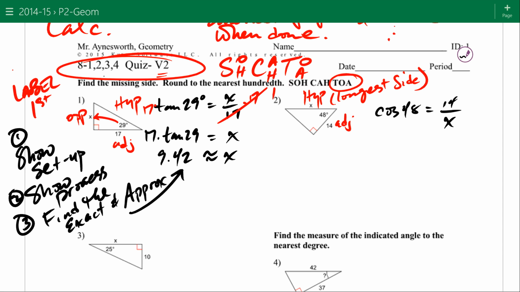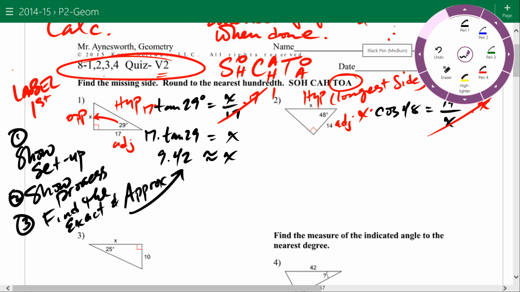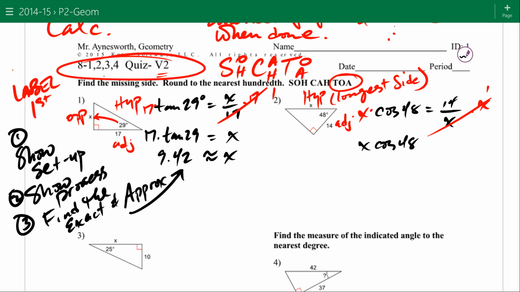Now I need to solve it. The variable is in the denominator, which is no good, so I'm going to clear the fractions and multiply both sides by x. Show the simplifying. Then I get x times cosine of 48 degrees is equal to 14 times 1, or 14. Now, x is being multiplied by cosine of 48 degrees, so I'm still not done. I have to divide both sides by cosine of 48 to isolate my unknown. Anything divided by itself is 1. I get x is exactly equal to 14 divided by cosine of 48 degrees.